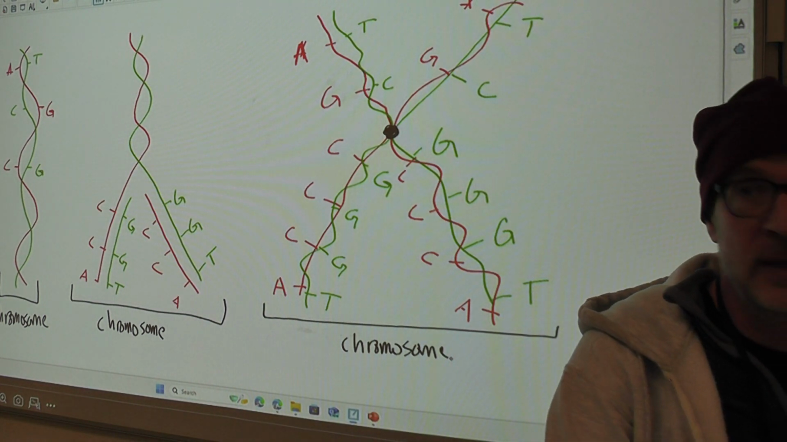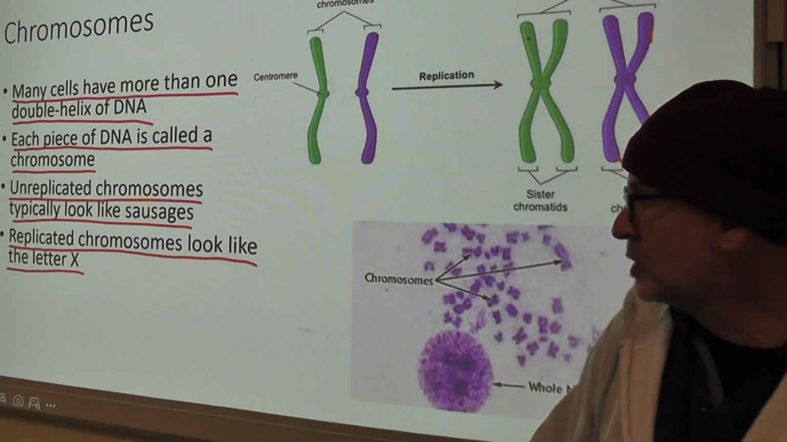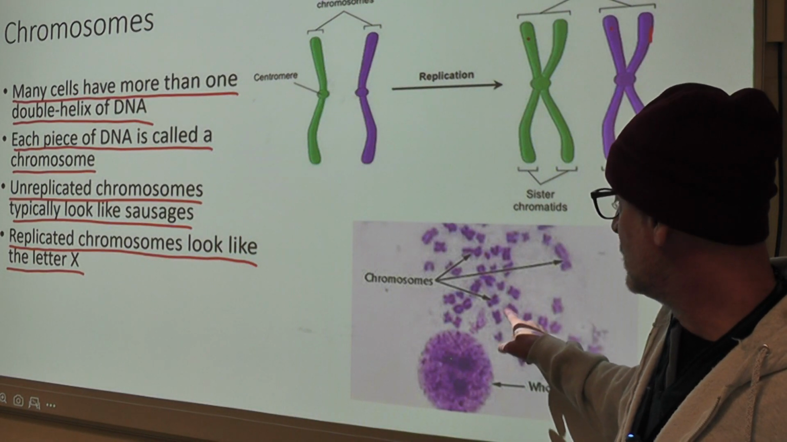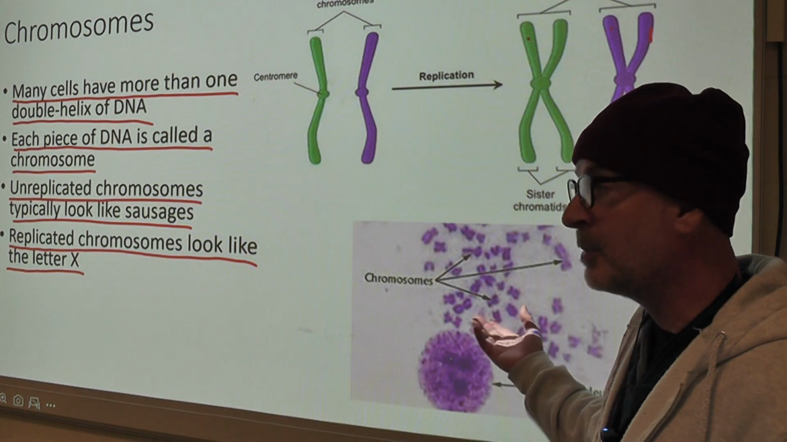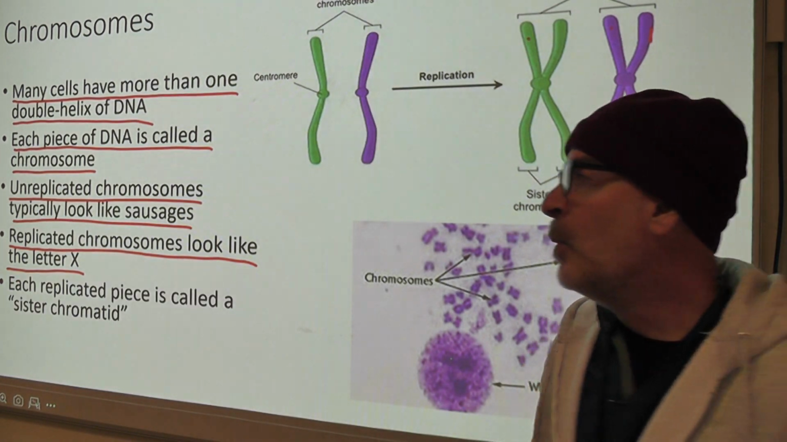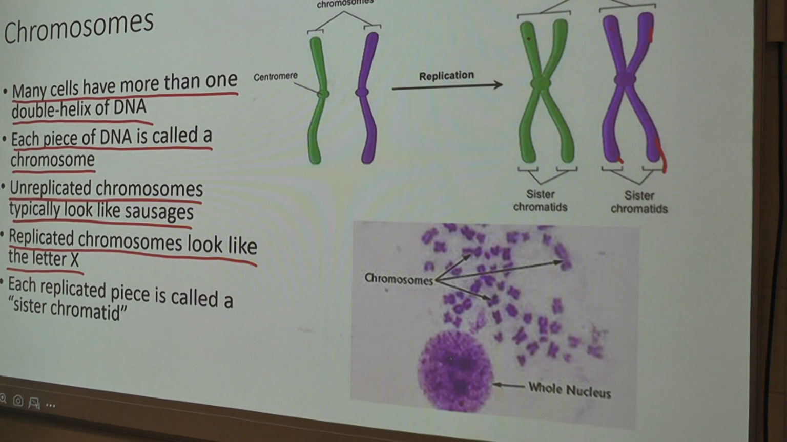And that's just by convention, because again, when people looked through the microscope, what they saw was this. They didn't know that it was two identical things attached in the middle. They just knew that it was a blob that stuck together, so they called it a chromosome. And then when DNA is replicated, each individual piece is called a sister chromatid.